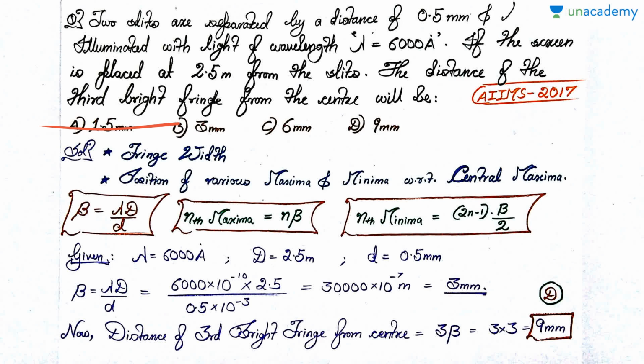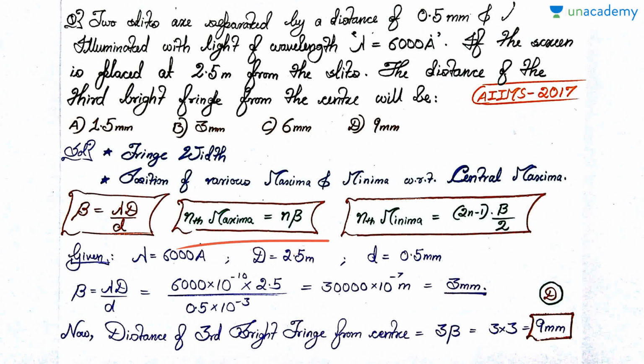Alright, so I hope that you have solved the question. Here you have to basically know these two concepts in order to answer this. First, you need to know what a fringe width is, what is the formula for fringe width, and you should also know how the positions of various maxima and minima are with respect to the central maxima. Fringe width is given by beta, as you all know. It is given by lambda capital D by small d, and the nth maxima means nth maxima after the central maxima. So central maxima is considered zeroth maxima.